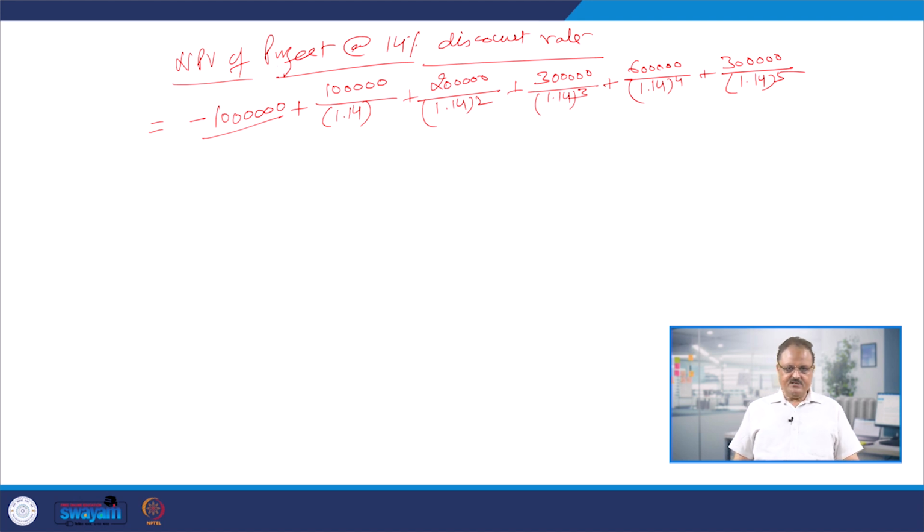So its value is not getting affected because of the time value of money. Only the cash flows which are occurring at the end of the first, second, third, fourth and fifth year have to be discounted, because they are coming at the lag of 1 year, 2 years, 3 years, 4 years and 5 years. So the time value of money concept will be important for us.